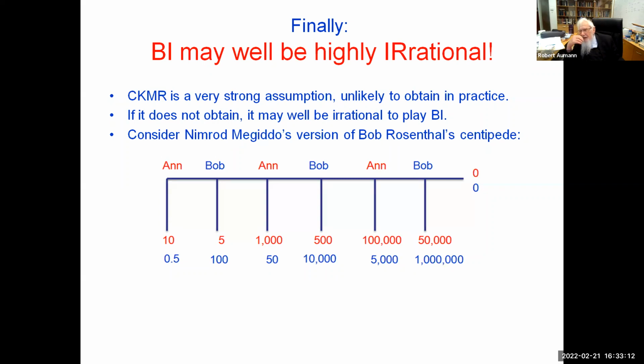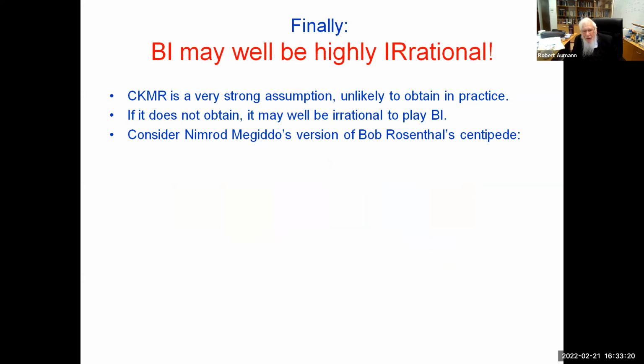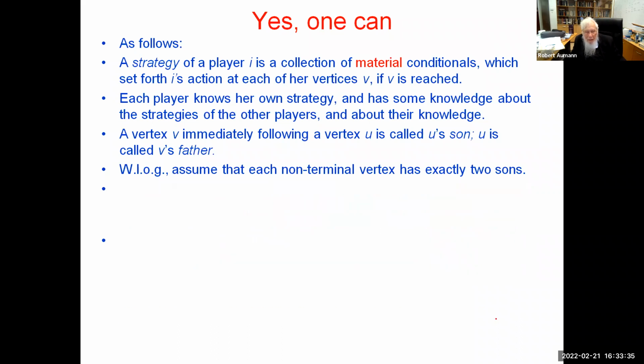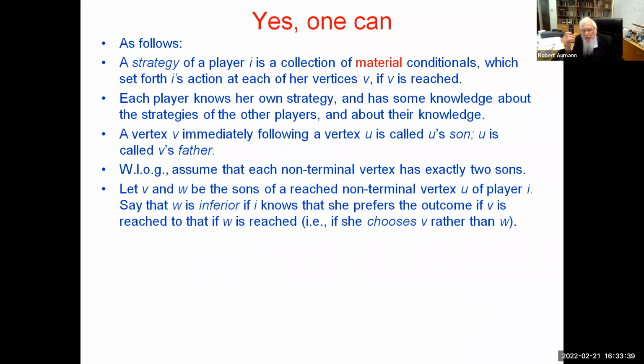Well, as I said, let me go back to the definition and try to show you why I don't want to call it myopic. Let V and W be the sons of a reached non-terminal vertex. Say that W is inferior if I knows that she prefers the outcome at the end of the game, not now, not today or tomorrow, at the end of the game, if V is reached, to that if W is reached.